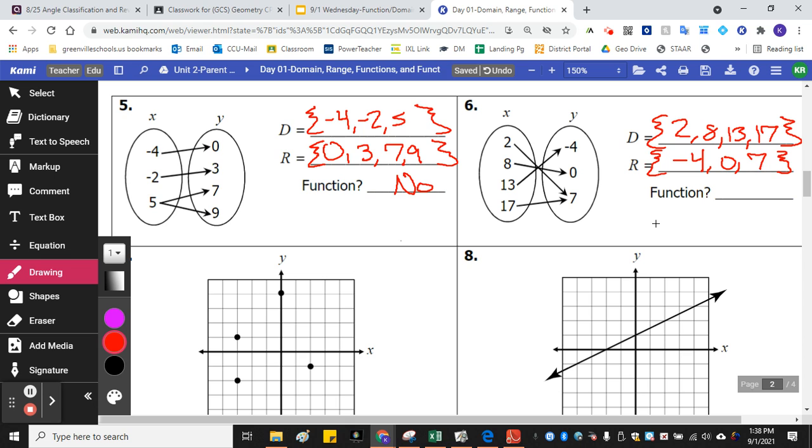What about 6? Yes or no? Yes, it's a function. And you don't write 7 twice, even though 2 arrows are going to 7. That's another mistake I see written a lot.